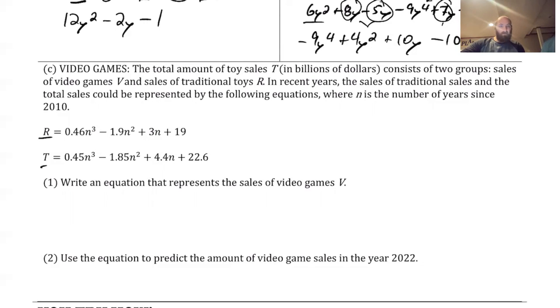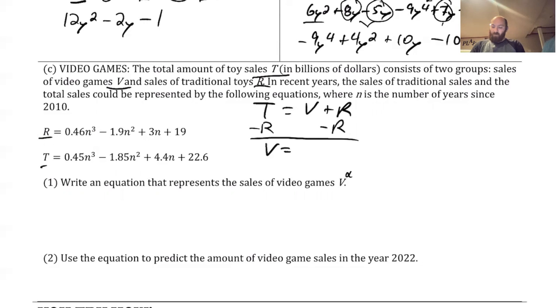Sorry, hold on. So I'm going to write this down, just keep track of it. So if I go back and reread some of this, the amount of toy sales, T, so that's total, is T, consists of two groups, V and R. So really what I'm saying is T is equal to V plus R. In this part, we want an equation that represents V. So I'm going to subtract R from both sides so that V is equal to T minus R. That's going to help me in this step because of my two equations. So V is equal to 0.45 n cubed minus 1.85 n squared plus 4.4 n plus 22.6.